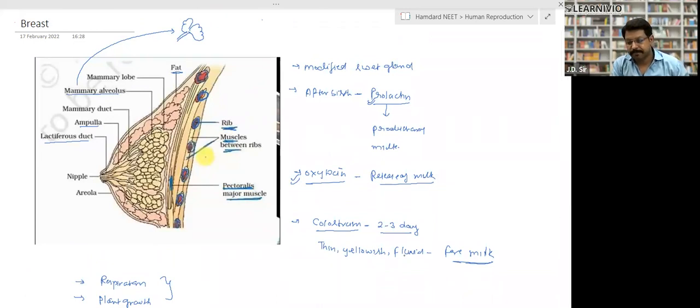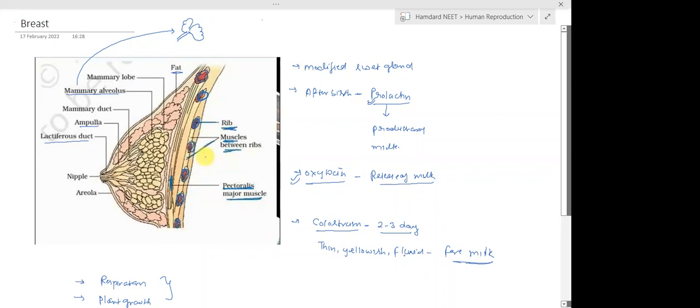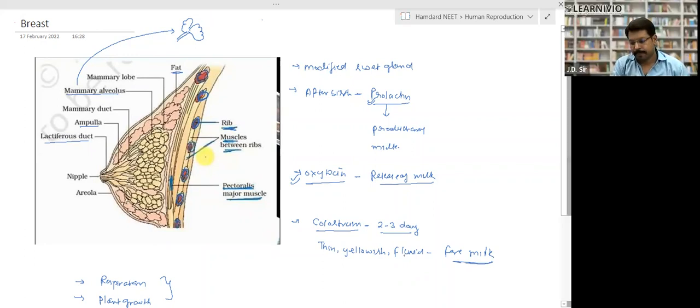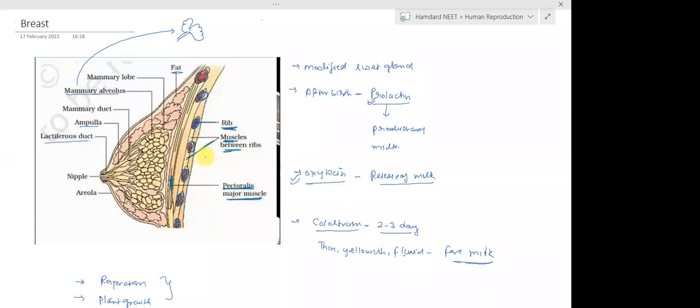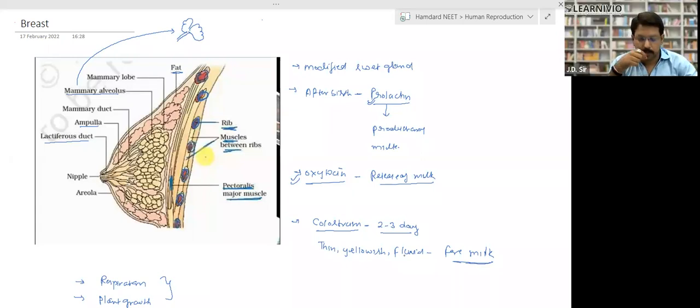Is it clear? Yes, sir. Take this screenshot and put the heading breast. Start noting now. Then, sir, shall I start later? Sorry. Then we have to note it down, right? Yes, sir.